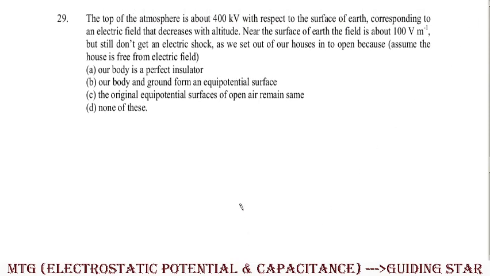In question number 29, the top of the atmosphere is about 400 kilovolt with respect to the surface of Earth. Corresponding to the electric field that decreases with altitude, near the surface of Earth the field is about 100 volt per meter, and it is the potential at the top of the atmosphere. But still we don't get an electric shock as we step out of our houses. Why? They have told us to assume the house to be free from electric field.